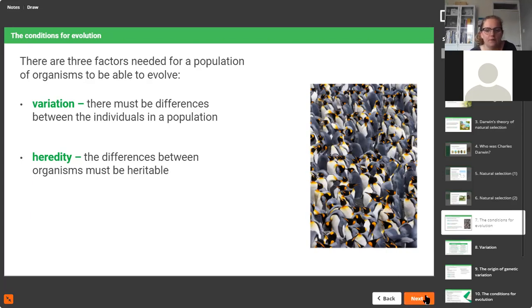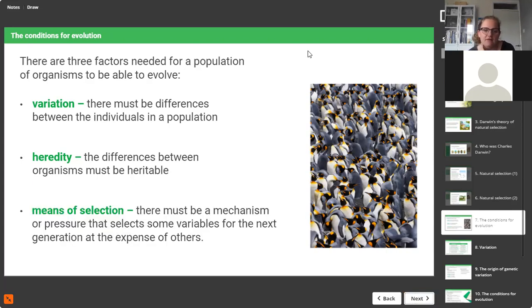And then finally, a means of selection. So there must be a mechanism or a pressure that selects some variables for the next generation at the expense of others. So if everything is equal, if everything is fine, if there's no harsh conditions, if everything's got food, ready supply of mates, then there's again not going to be any evolution because there's no selection, there's no means of selection, there's no mechanism, there's no pressure.